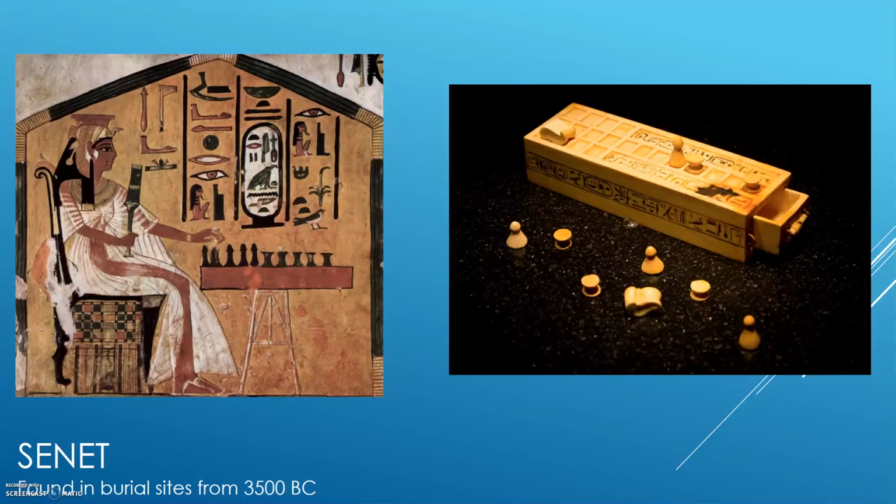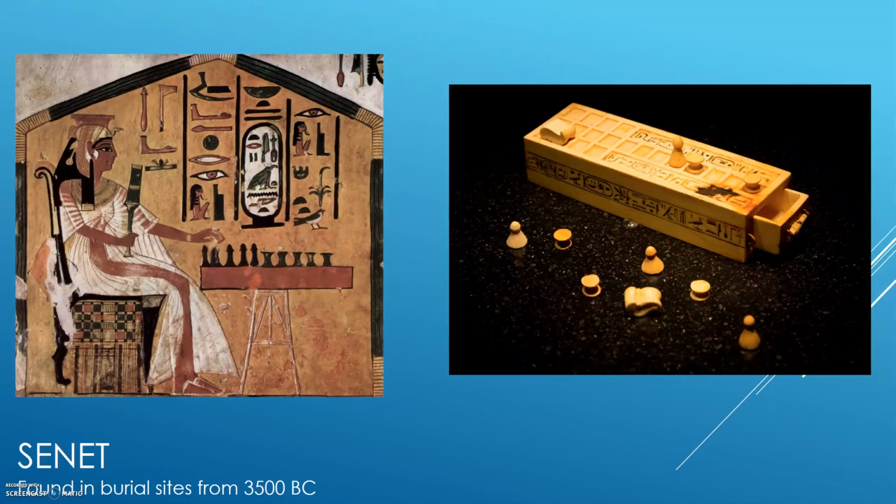One of the earliest examples of a board game is called Senet, and it was found in ancient Egypt in burial sites from 3500. The image on the left there is from Queen Nefertari's tomb. The hieroglyphics in her tomb showed her playing this game. The image on the right is an intact set of Senet that was found in the tomb of Tutankhamun.